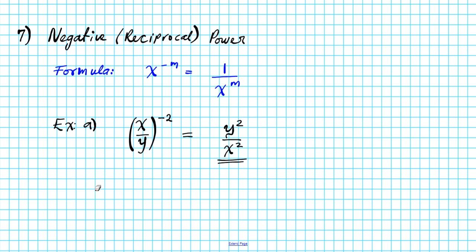Let's take a look at another example, a numerical example this time. What's the result of raising 3 to the negative 2 power? If we apply the negative or reciprocal power property, this 3 in the numerator gets reciprocated to the denominator because of the negative exponent. So you have 1 over 3 squared. This can be simplified further into 1 over 9. And there goes your final result.